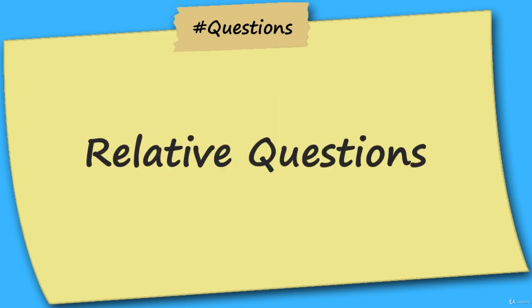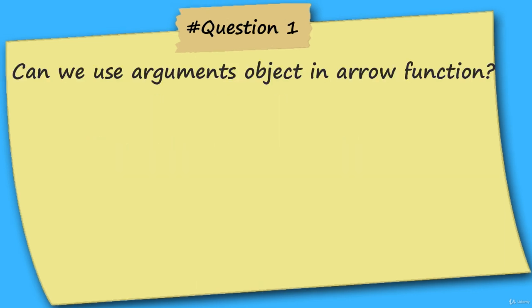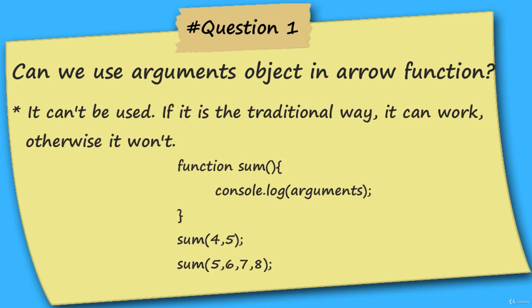Now let's discuss relative questions of this topic. First question is, can we use arguments object in arrow function? We have seen that it cannot be used. If it is the traditional way of writing function, it can work, otherwise it will not work.